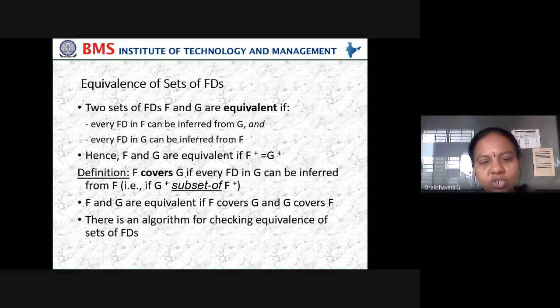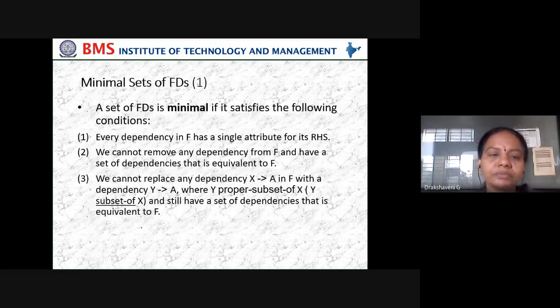Definition: F covers G if every functional dependency in G can be inferred from F. So what does it mean? G plus is a subset of F plus. F and G are equivalent if F covers G and G covers F. There are algorithms for checking whether two sets are equivalent.